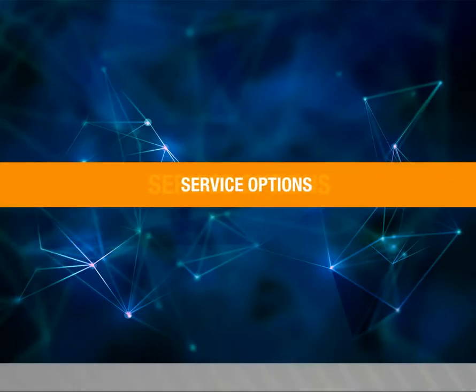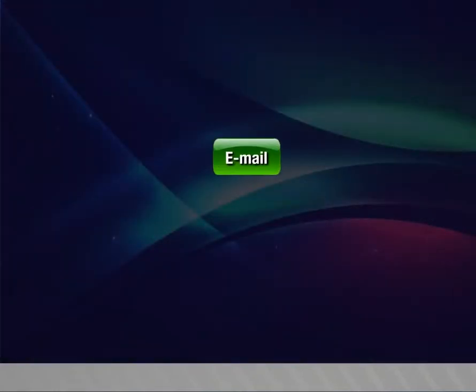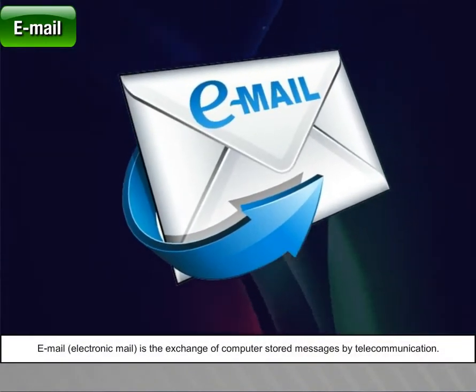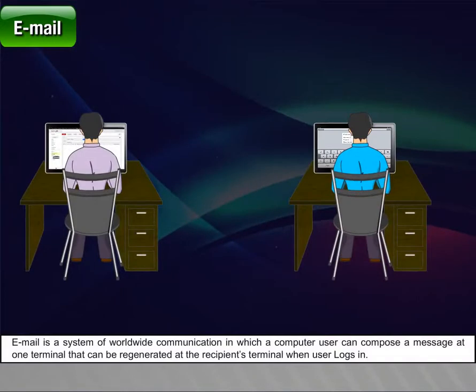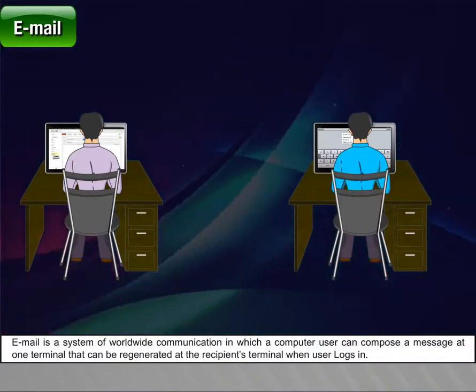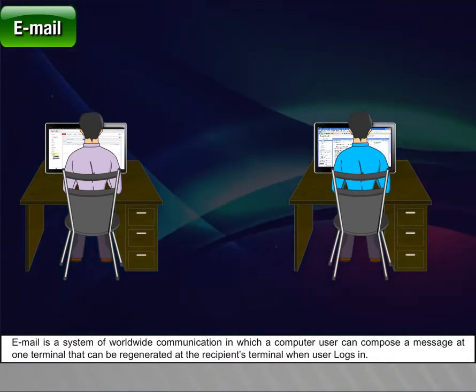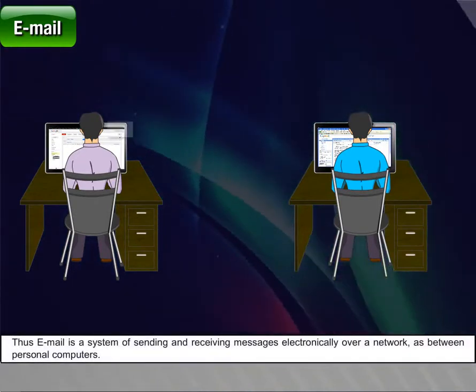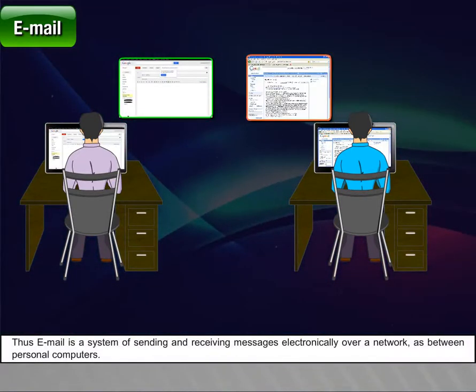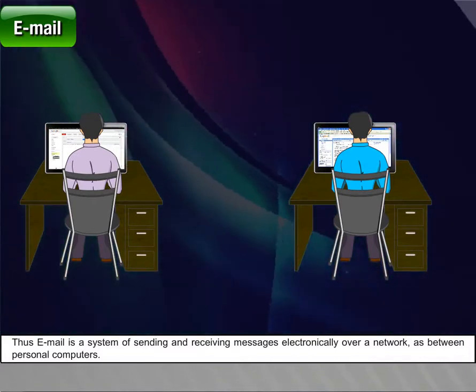Service options. In this video, we are going to see about the service options. Email. Email, that is electronic mail, is the exchange of computer-stored messages by telecommunication. Email is a system of worldwide communication in which a computer user can compose a message at one terminal that can be regenerated at the recipient's terminal when the user logs in. Thus, email is a system of sending and receiving messages electronically over a network as between personal computers.